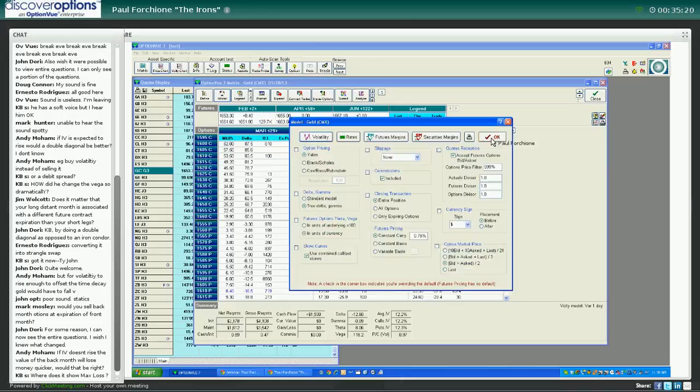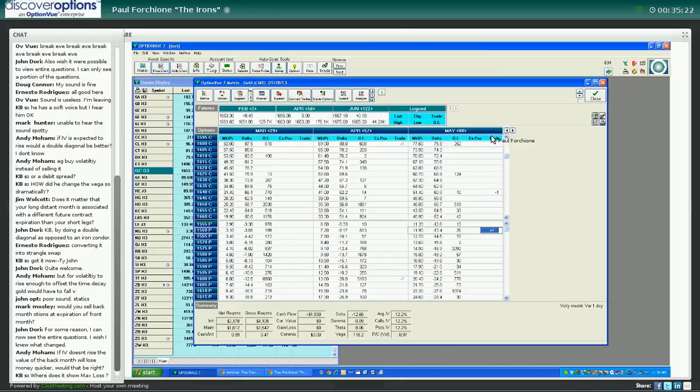That is a possibility, but that's just one of the risks of calendarizing or any kinds of positions with options in different months. OptionVue makes the assumption, with the way the program is built, that you have an equal change in implied volatility for each month. But that is a good question.